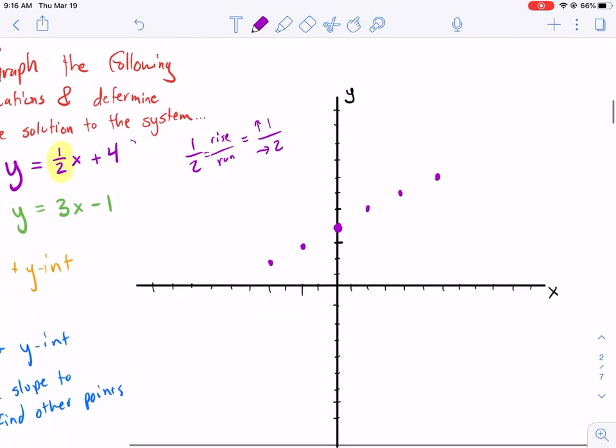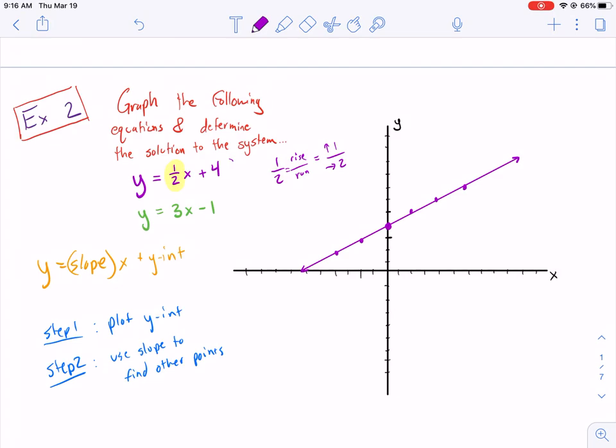Now it just becomes a matter of connecting our dots to see how well I can do. Not bad for a first go. Usually it takes me a couple times, but that was pretty good. So we graphed our first equation.